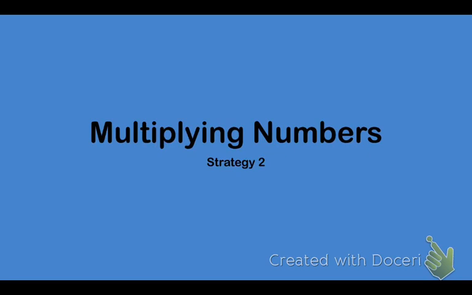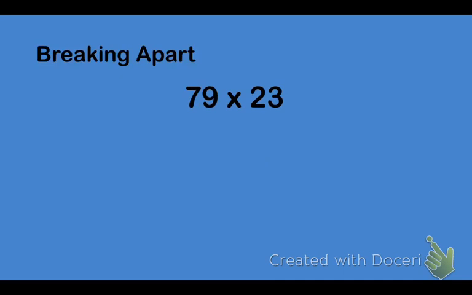Let's get going to strategy 2. So in this strategy, we're going to actually talk about how to break the numbers apart to make them a little bit easier to multiply. Now, you can break numbers apart in many different ways, but the goal is you want to try to break the numbers apart in easy ways so that it's a little bit easier for you to calculate the numbers.